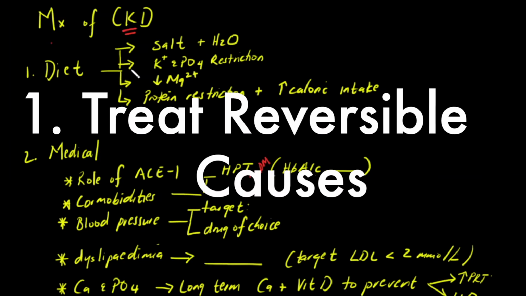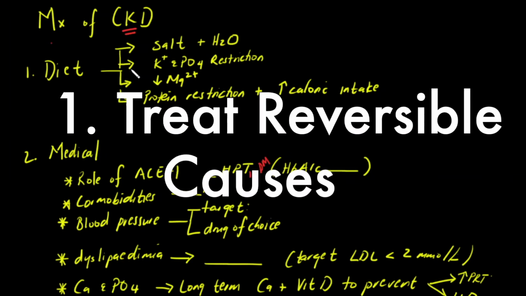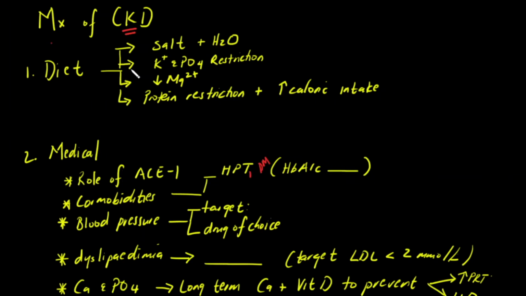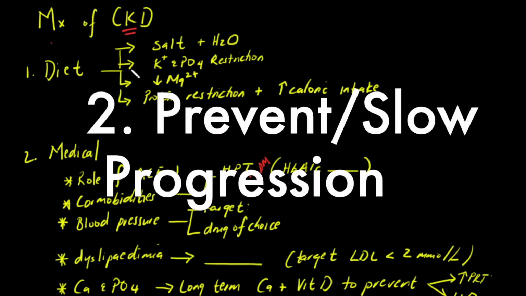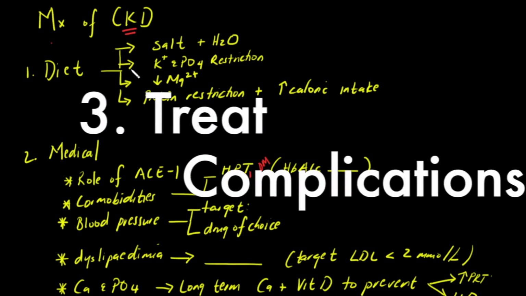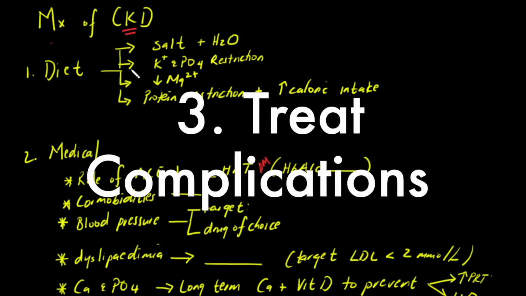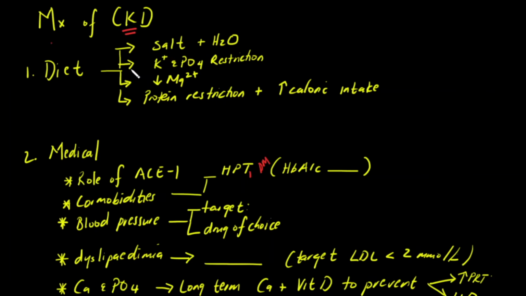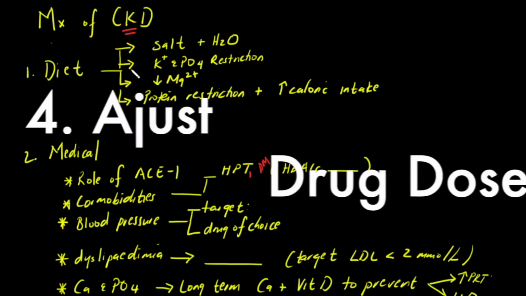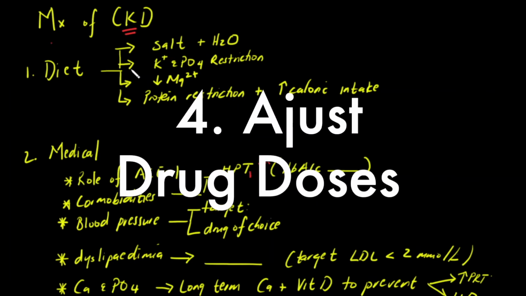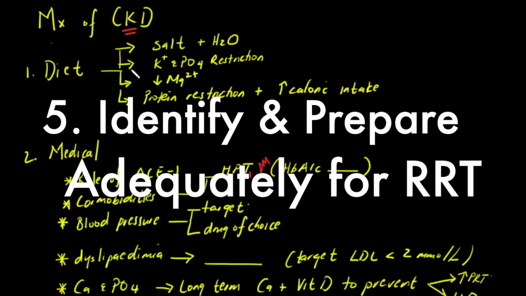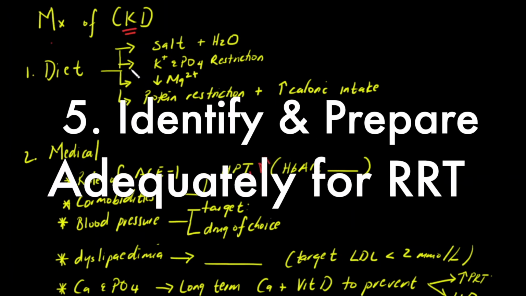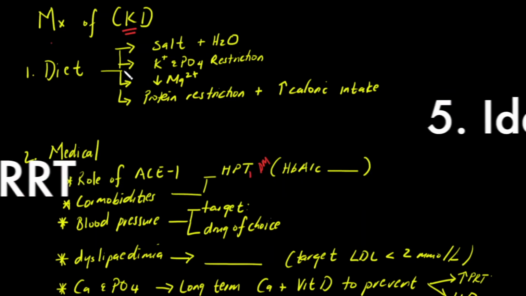Number one, you want to treat reversible causes of kidney dysfunction. Number 2, you want to prevent or slow down the progression of kidney disease. Number 3, you want to treat the complications that come with chronic kidney disease. Number 4, you want to adjust the drug doses in keeping with your GFR. And finally, you want to identify and adequately prepare patients that need renal replacement therapy. Those are your goals.